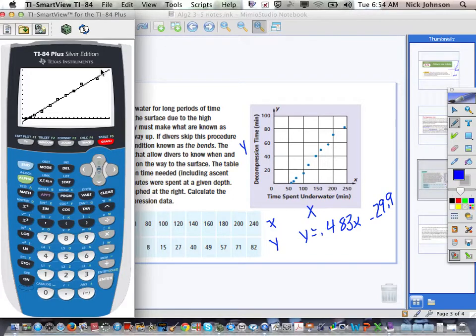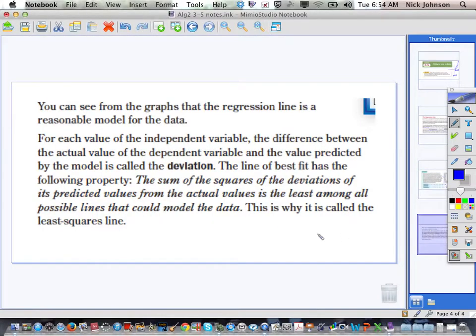It says, as you can see from the graphs, that the regression line is a reasonable model for the data. Like we said, it became very close. For each value of the independent variable, the difference between the actual value of the dependent variable and the value predicted by the model is called the deviation. Well, how do you find the value predicted?